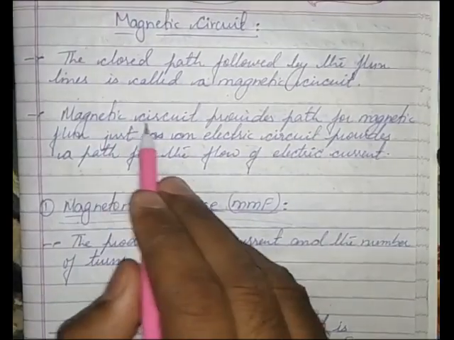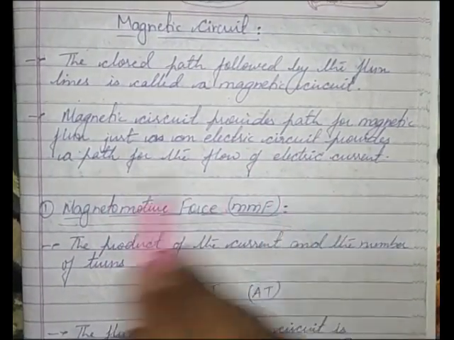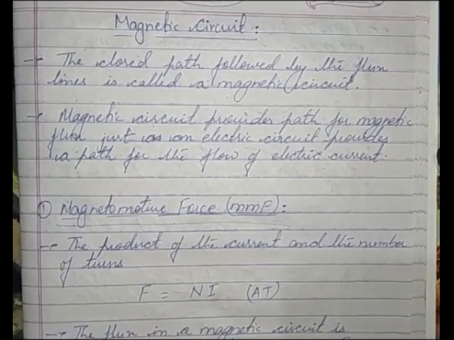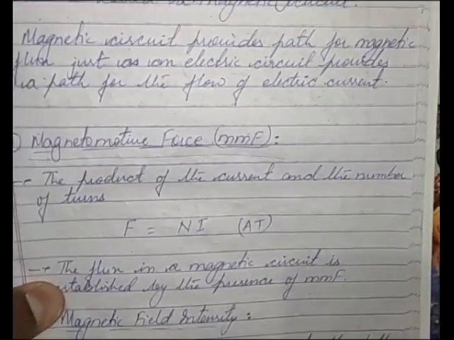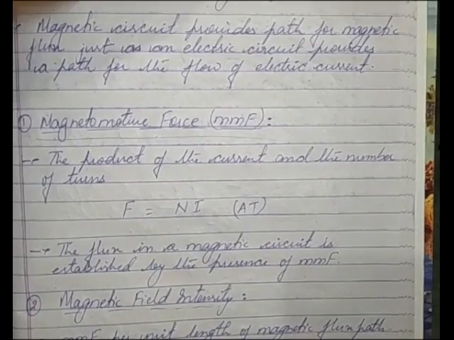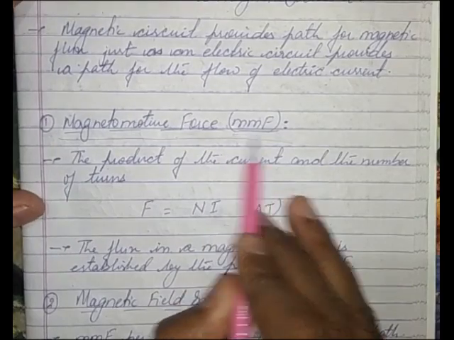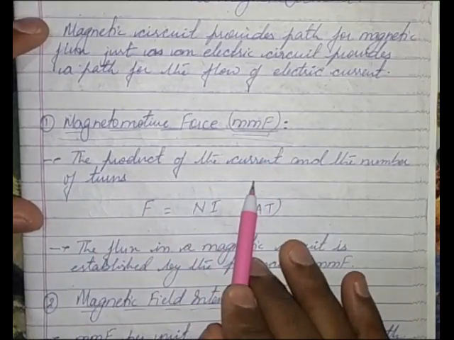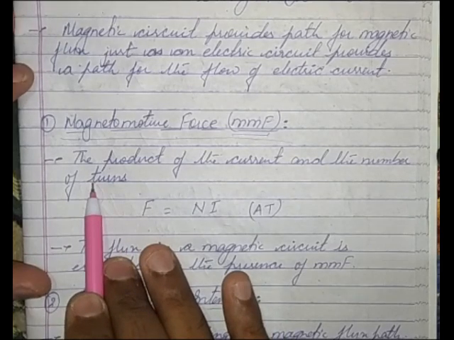Actually, a magnetic circuit provides a path for magnetic flux, just as an electric circuit provides a path for flow of electric current. So let us discuss some of the basic terms related to magnetic circuits. The first one is magnetomotive force, which is called MMF. Magnetomotive force is the product of current and the number of turns. It is the quantity which is responsible for the production of magnetic flux.